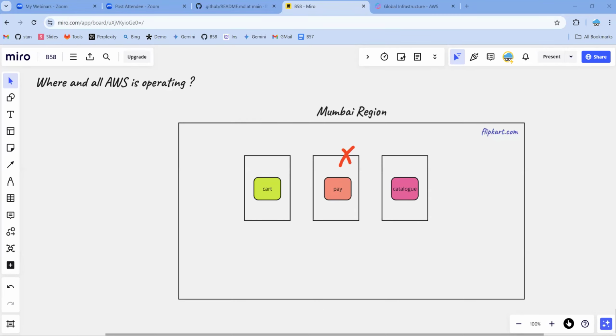Are people able to make the payments? Anyone? Check, check.